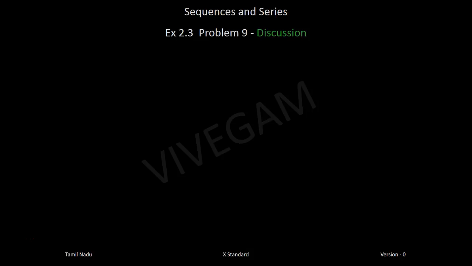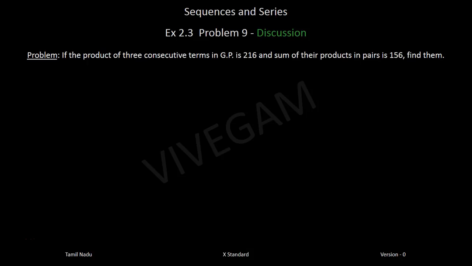Problem 9, discussion. Let's read the problem. If the product of three consecutive terms in GP is 216 and sum of their products in pairs is 156, find them. It's very similar to the previous problem, but of course there is some difference also.